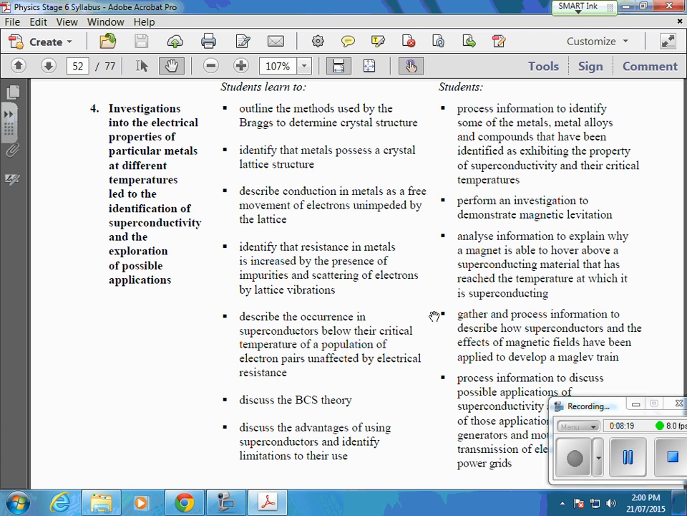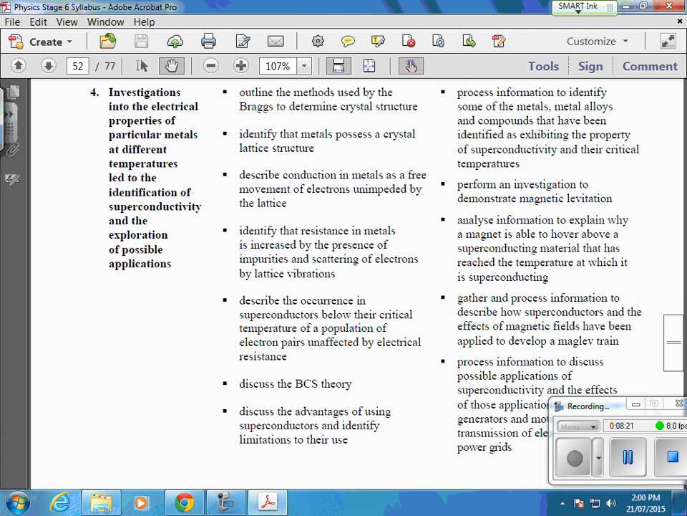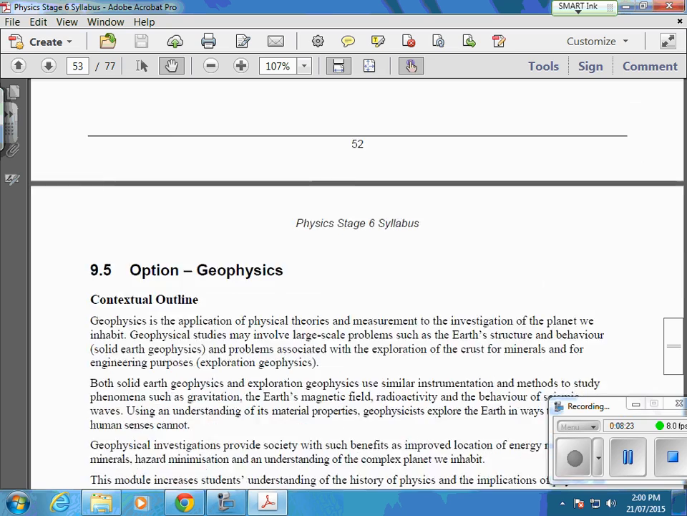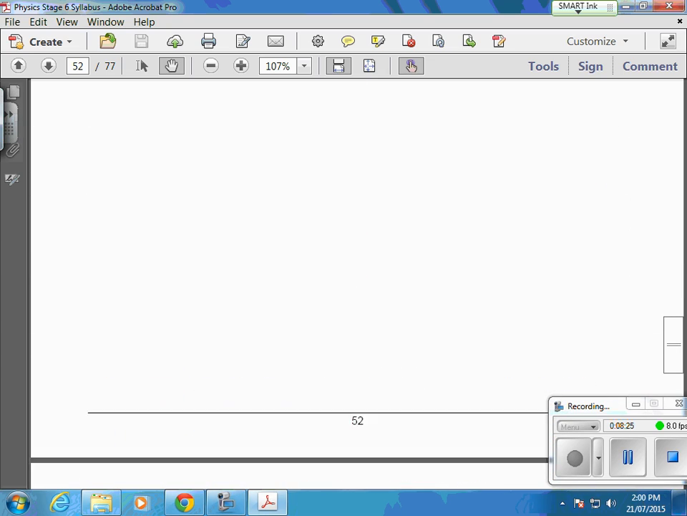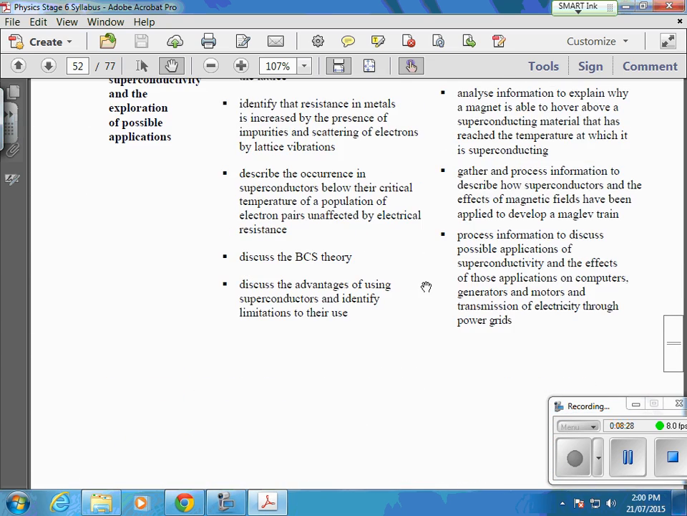MRI machines use superconductivity. Magnetic resonance imaging. We come across that, and that's the end of it there. So if we go on to do medical, then you'll learn about MRI and that stuff.